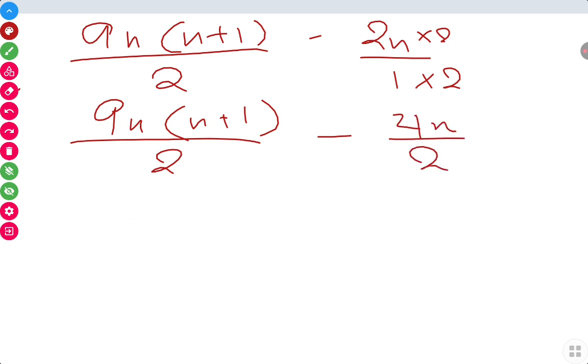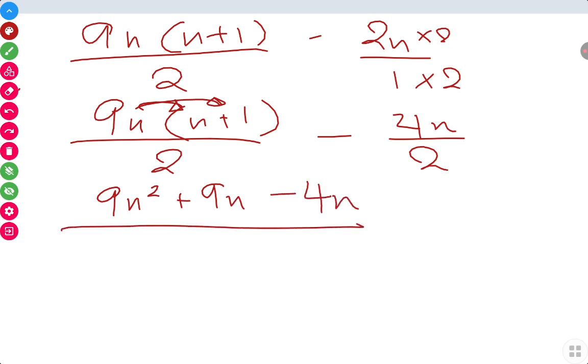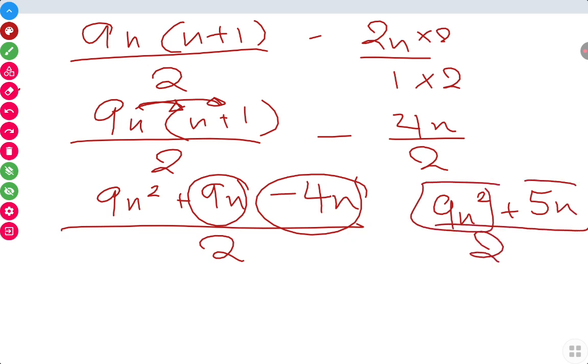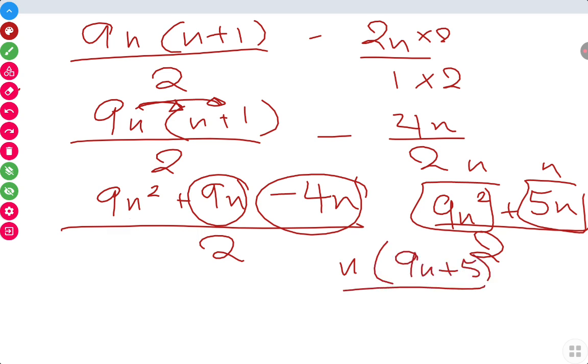Okay, so we spread out 9n. It becomes 9n squared plus 9n minus 4n over 2. Okay, so 9n minus 4n is 5n. So you get 9n squared plus 5n over 2. In 9n squared and 5n, you have one common term, which is n. So you can factor out n from that formula. You get n times 9n plus 5 over 2.